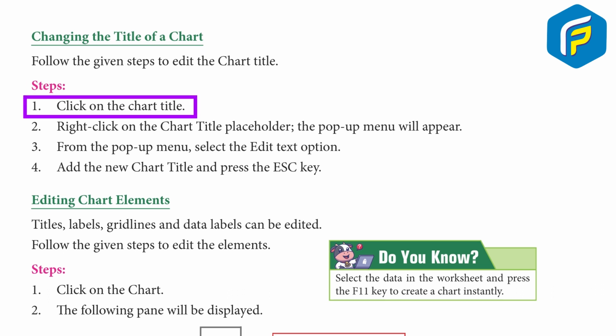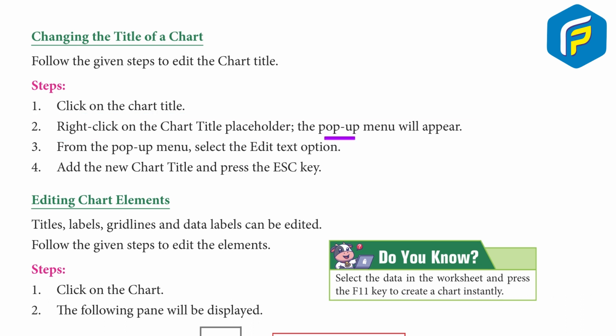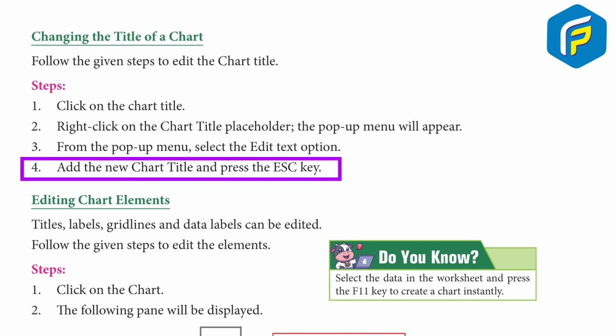Steps. 1. Click on the chart title. 2. Right click on the chart title placeholder. The pop-up menu will appear. 3. From the pop-up menu, select the Edit Text option. 4. Add the new chart title and press the ESC key.